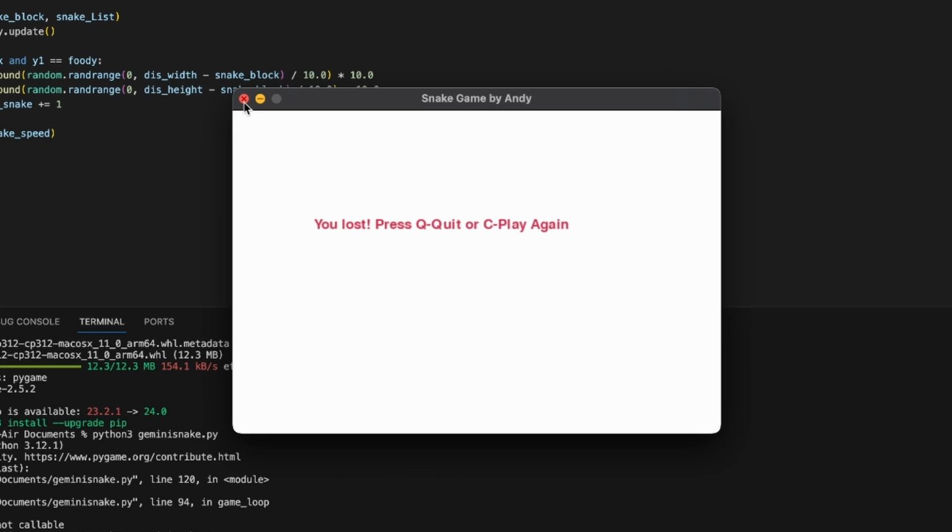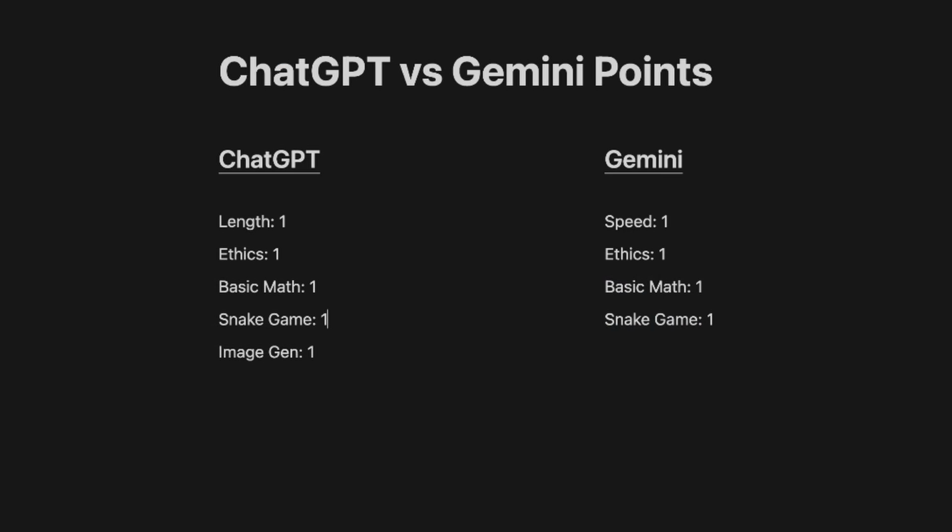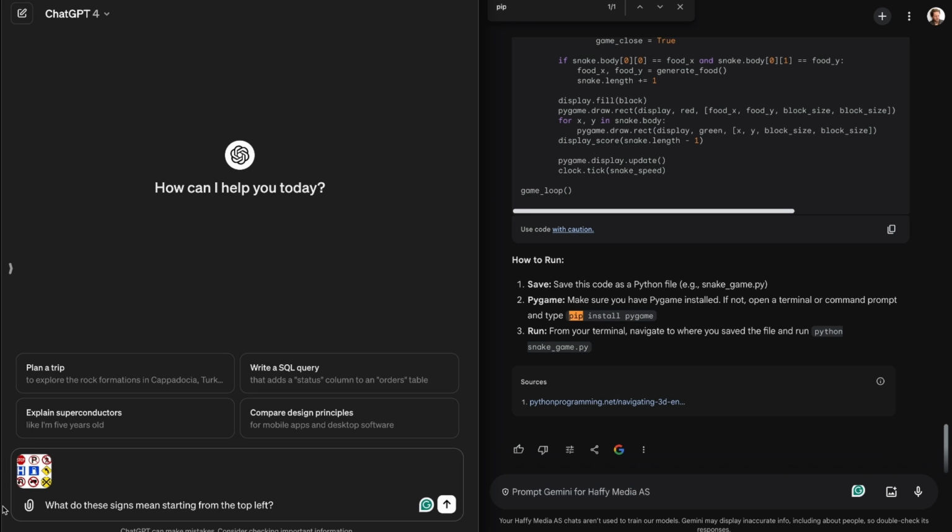Which one would you go for? To be honest, they're very, very similar. Both of them get a point for the snake game. I did do a bit of research into if it's better for coding, and ChatGPT is still the best one for coding. Prompt number 6, image understanding.